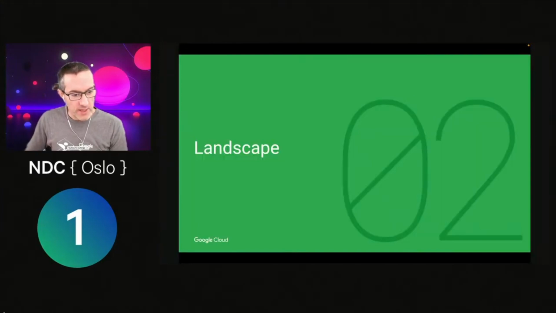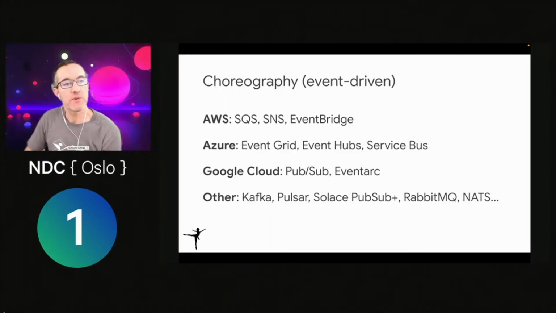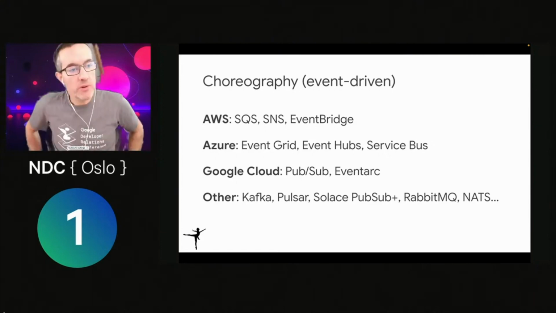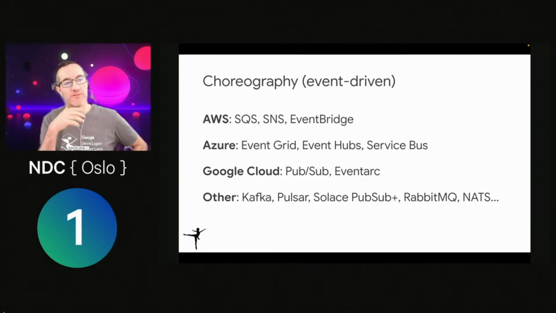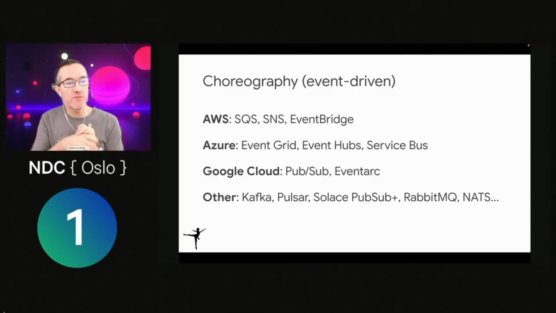Okay, all right, so let me say a few words about the landscape. For event-driven systems, for choreography, all the cloud providers have several solutions each, for AWS, for Azure, for Google Cloud. On Google Cloud, you can use Pub/Sub, or you can use Eventarc for events.